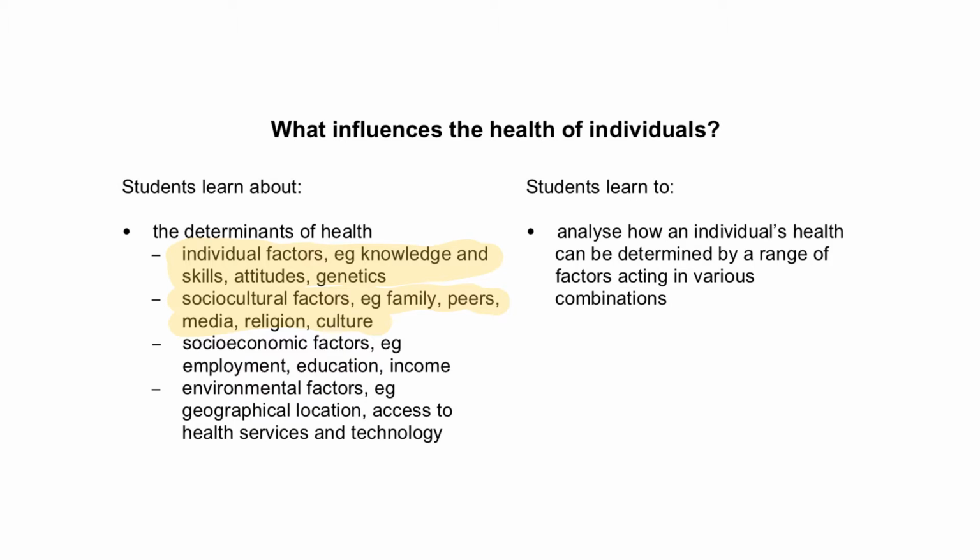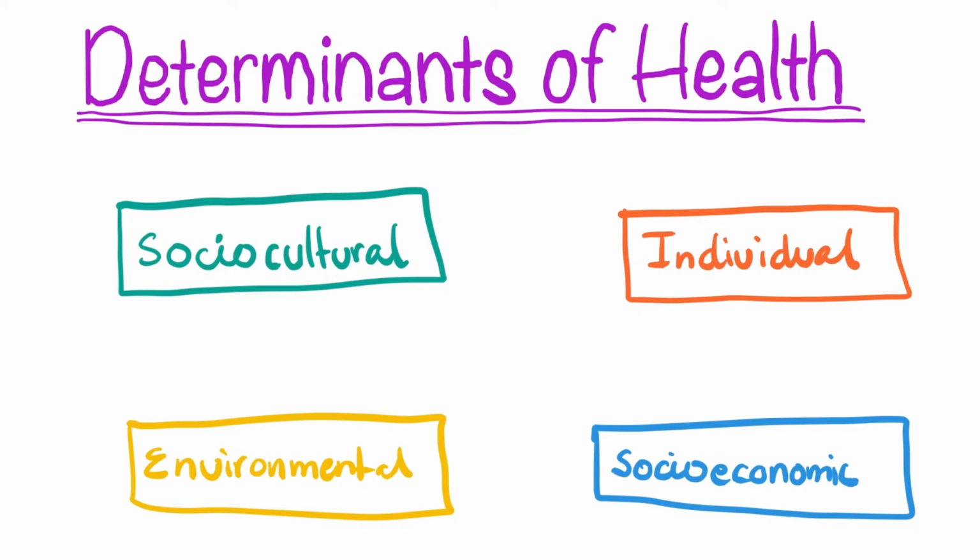It's also important that while in this lesson we'll learn about those sociocultural factors, you are able to analyse how an individual's health can be determined by a range of different factors and varying combinations. So, how do some of these sociocultural factors combine, such as family and culture, to determine an individual's health. We'll start by having a look at, what are the determinants of health?